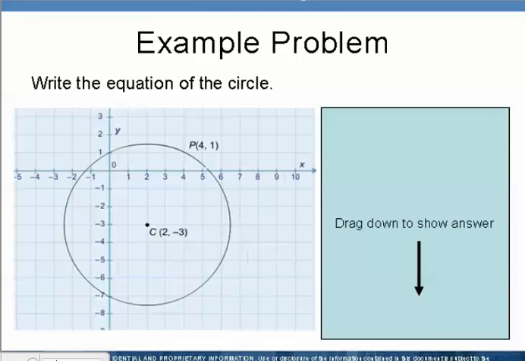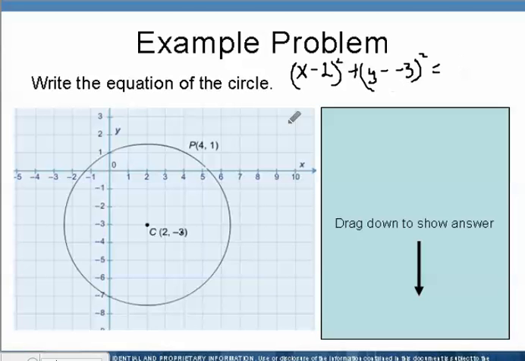Can we do that? How about writing this equation? We're at (2, -3), okay? So what am I going to do? I'm going to say that (x minus 2) squared plus (y minus a negative 3) squared will be equal to the radius squared.